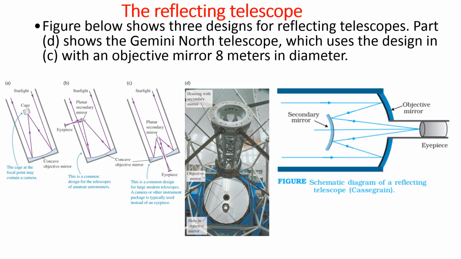And the last instrument is the reflecting telescope, which uses concave mirrors or plane mirrors in order to observe very far objects, and this is the most preferred telescope in astronomy.